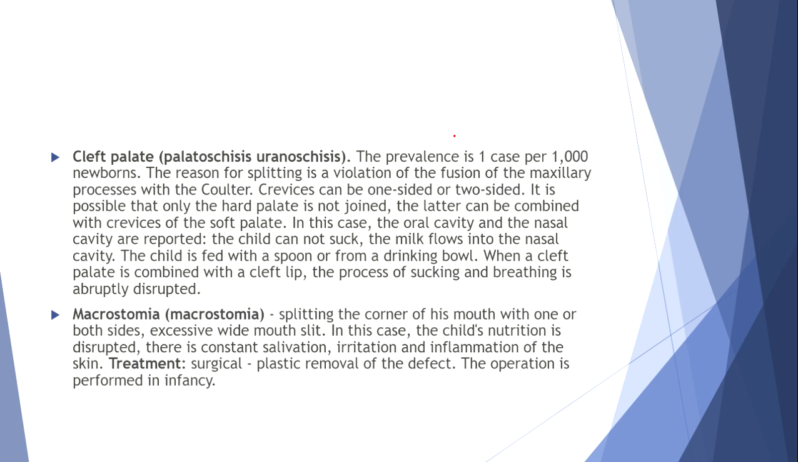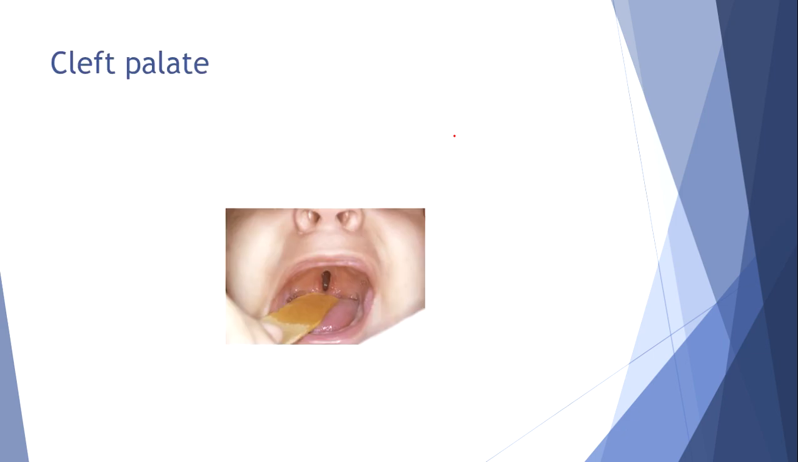The child cannot suck. The milk flows into the nasal cavity. The child is fed with a spoon or from a drinking bowl. When a cleft palate is combined with a cleft lip, the process of sucking and breathing is abruptly disrupted. Here we see cleft palate. So we see the hole which connects the oral cavity with the nasal cavity.